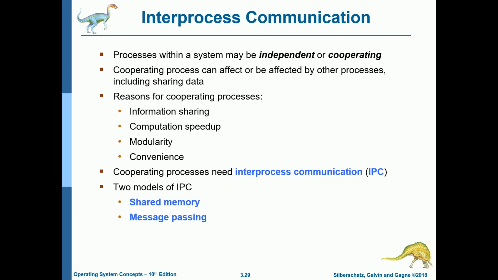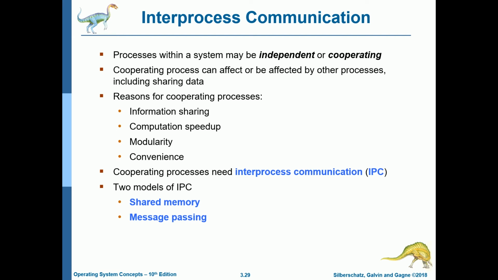Now, processes executing concurrently in an operating system may be either independent processes or cooperating processes. A process is independent if it does not share data with any other process executing in the system. In contrast, a process is cooperating if it can affect or be affected by other processes executing in the system.